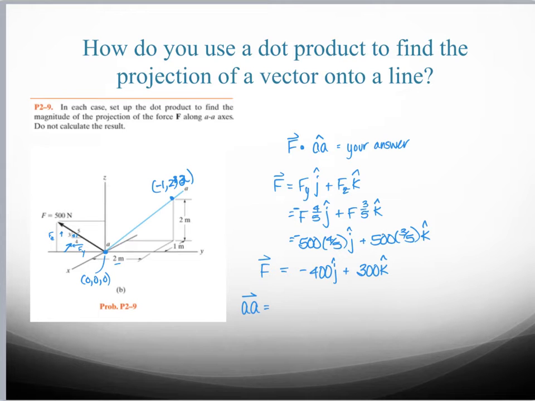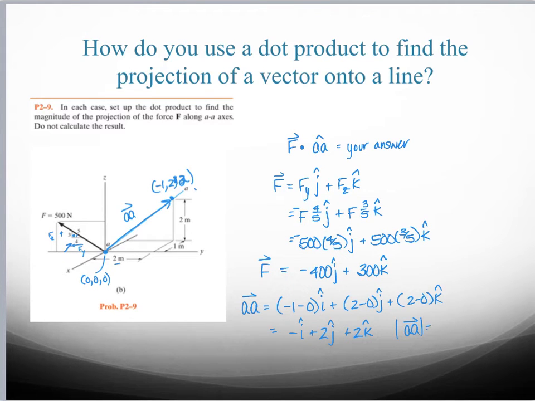So those are the coordinates, and I'm going to use those to figure out the position vector that goes from here to here. And so I'm going to take these coordinates here and subtract these. So I get -1 minus 0 for my x component, 2 minus 0 for my y component, and 2 minus 0 for my z component. So this is going to be minus i plus 2j plus 2k.